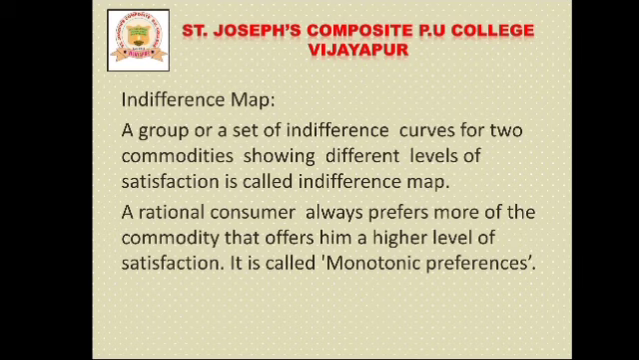Take for example the case of apple and banana. If he gets more satisfaction from apple than banana, then he prefers more apples than bananas. So that is called monotonic preferences. A consumer prefers more of the commodity that offers him a higher, or the maximum, level of satisfaction. So that is called monotonic preferences.